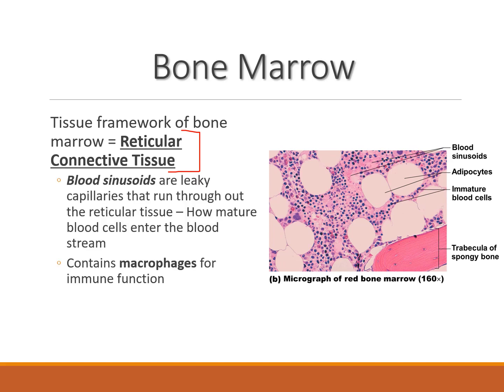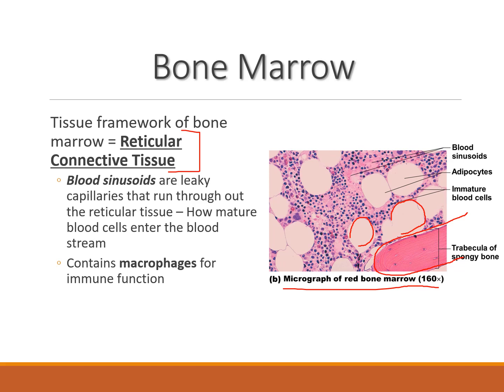So if we look over here at our slide of our bone marrow, we can see a couple different things. So here's a trabeculae of the spongy bone. Okay, so we know we're in the spongy bone, and we have these big fat cells. So any of these white spaces is just going to be a fat cell. Okay, and then we've got a bunch of little dark purple spots, and those are all the immature blood cells. So these are all the new cells that are forming.